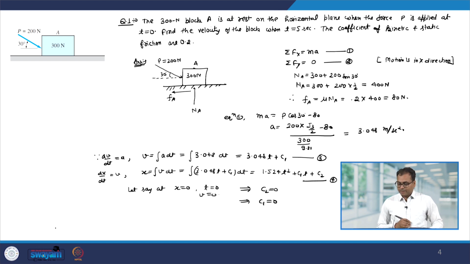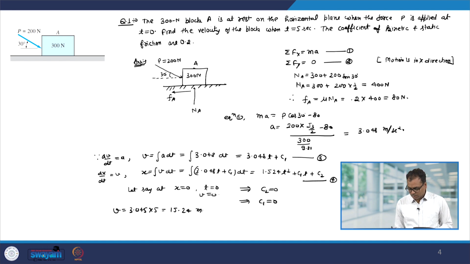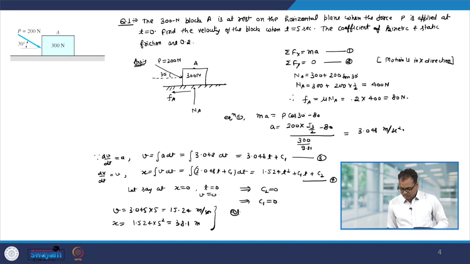Now, in the question statement we have been asked to find out the velocity when t is equal to 5 second. So, let us put t equal to 5 in equation number 3 and 4. So, we have v equal to 3.048 into 5, equal to 15.24 meter per second, and x will be 1.524 into 5 square, which is 38.1 meter. Note that we have put t equal to 5 second in equation number 3 and 4.